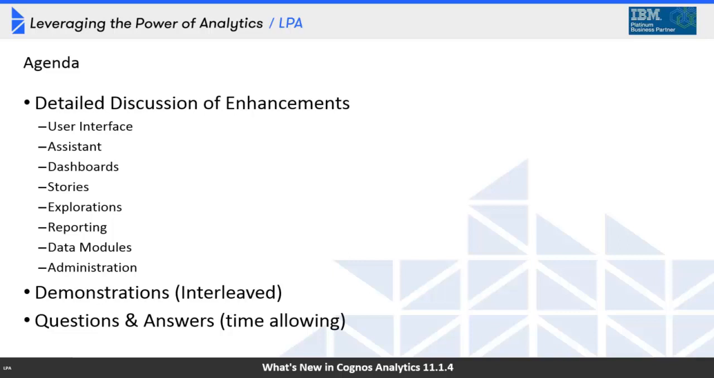Our agenda today is really a feature and function review of the new capabilities that are contained in the R4 release. The user interface changes, some terrific updates to the assistant, a bunch of updates in dashboards and stories. Explorations has gotten a couple of key improvements, as has reporting. Data modules actually has 4 or 5 different new capabilities, and there have been some changes in the administration area as well. I will do as many demos as I can fit, and I'll interleave those as we talk about different topics. And then at the end, as I said, Q&A, time allowing.